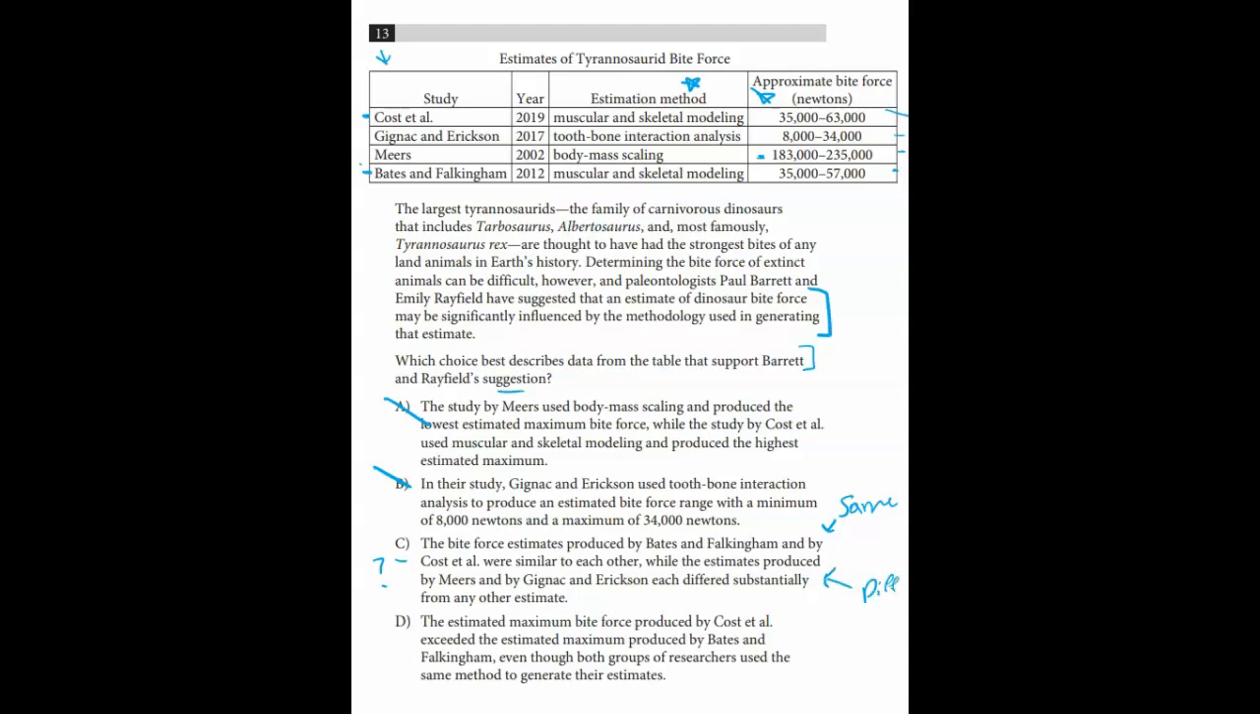So I like C. Estimated maximum bite force produced by Costal exceeded the estimated maximum produced by Bates and Falkingham, even though both groups of researchers use the same method. No. While this is true, it does not support the claim made earlier by Barrett and Rayfield. So C is going to be our correct answer for number 13.